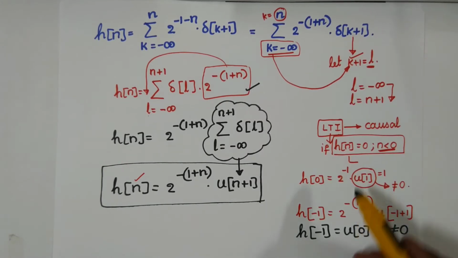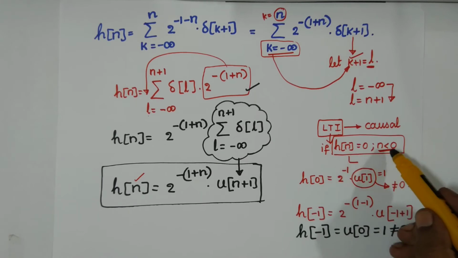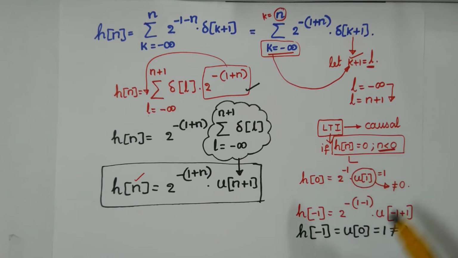You see, h of n must be equal to 0 for n less than 0. Now we took a value for n less than 0, that is negative 1. h of minus 1 we are expecting as 0, but we got not equal to 0. So therefore the given system is non-causal.